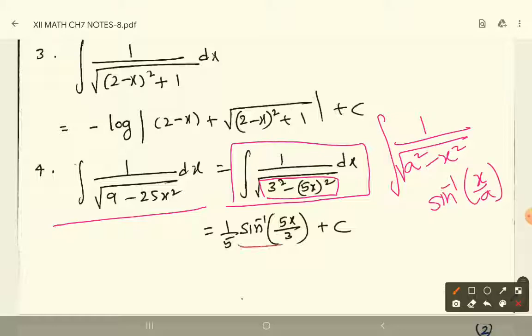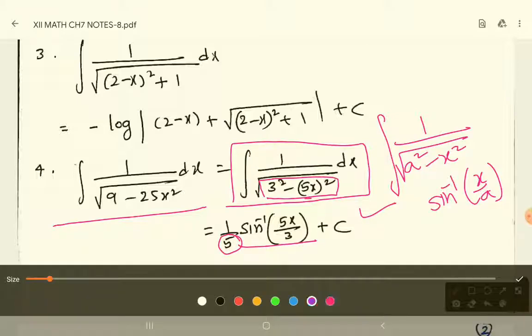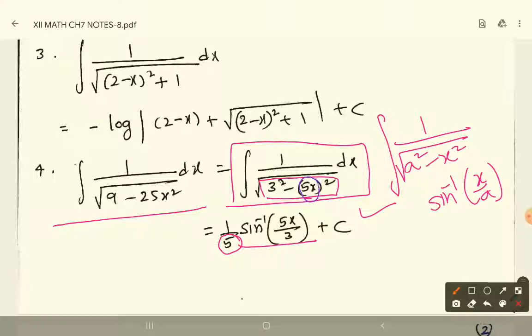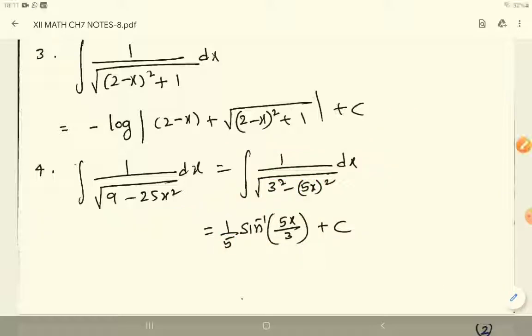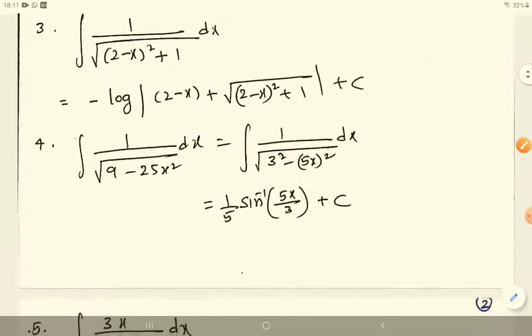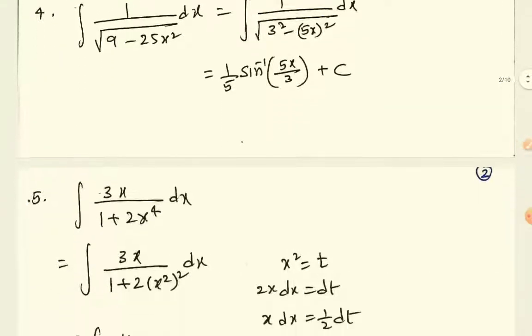So it is sin inverse 5x by 3 plus c, but 1 by 5 has come due to the coefficient of x. Why has that 1 by 5 come? Due to the coefficient of x, not because of x by a. Okay, so this is the solution for the fourth question. In the same way, the detailed solutions can be explained one by one. Please stay on and keep listening and keep doing practice parallelly.